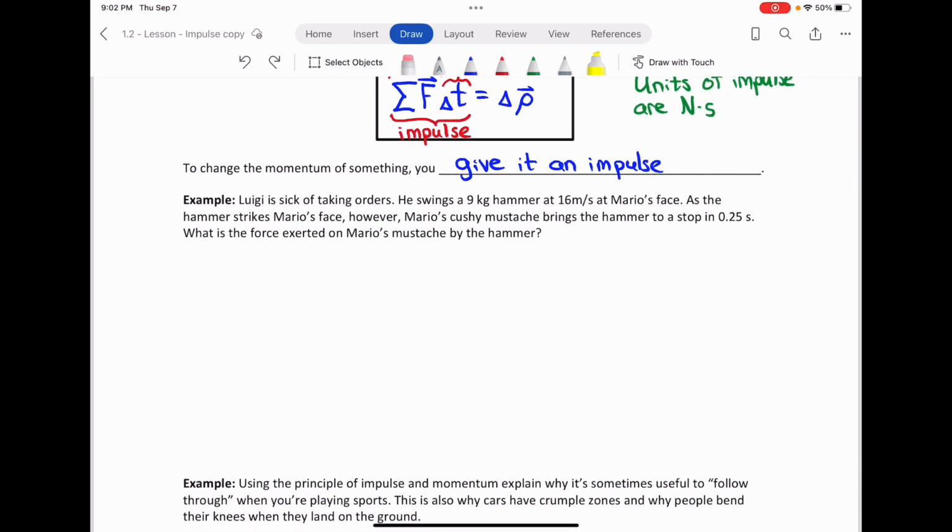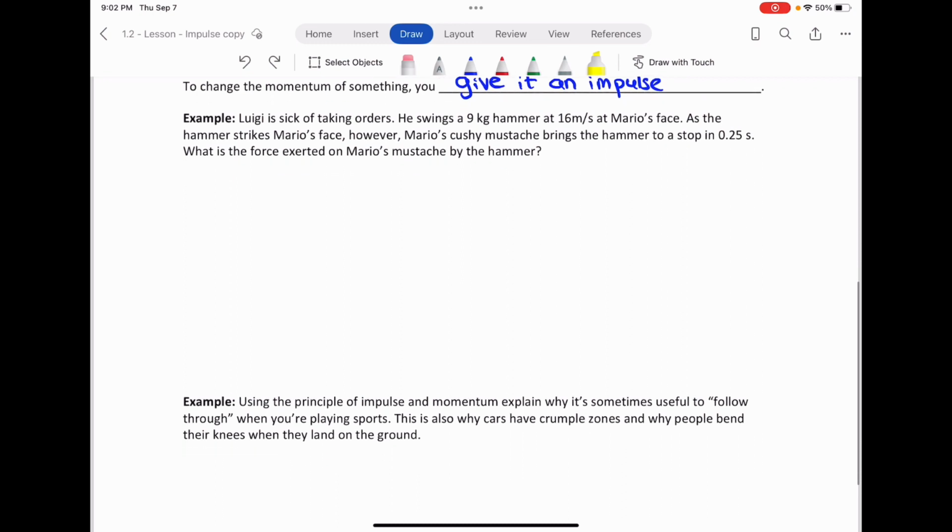So let's look at an example here. We've got Luigi, sick of taking orders from Mario, so he takes matters into his own hands. He swings a 9-kilogram hammer at 16 meters per second right at Mario's face. As the hammer strikes Mario's face, however, Mario's cushy mustache, kind of like a big pillow in front of his face, brings the hammer to a stop over a period of time of 1/4 second. We want to know, what is the force exerted on Mario's mustache by the hammer?